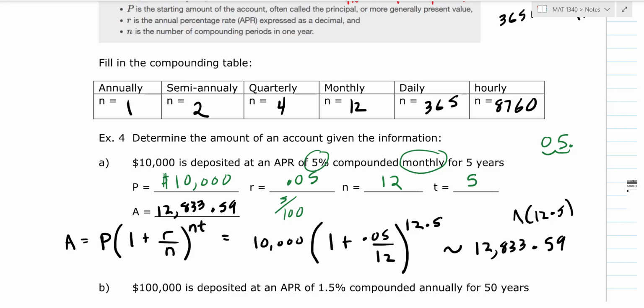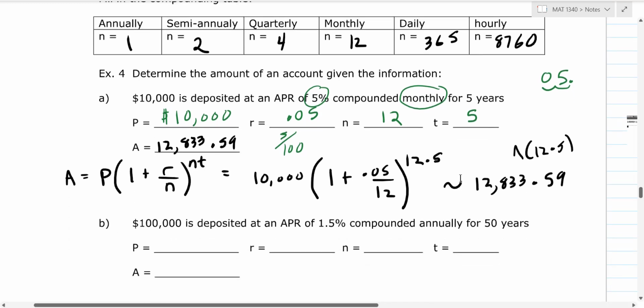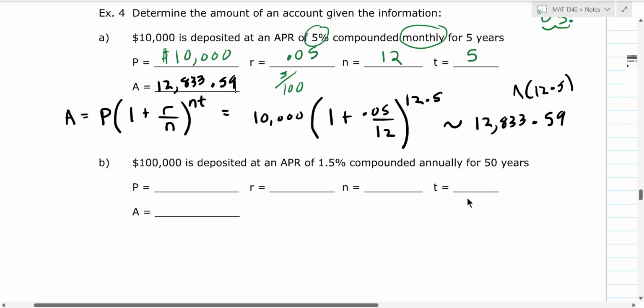So let me ask you a simple question. You can do this in your head. You started with $10,000. You ended up with $12,833.59. How much of the final amount was interest? Yeah, it'd be the 2,833 because that 10,000 grew to that amount. So that's a lot of interest, okay? That's the way compound interest works. If you change this problem to t equals 50 years, it would be a lot more because it grows and it grows at an increasing rate, okay?